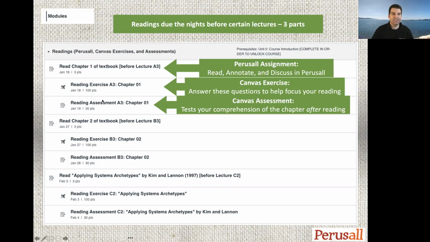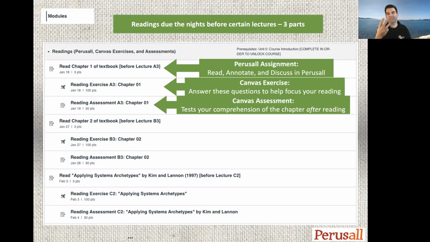Then there are these things I call reading assessments, which are timed assignments. These will be online on Canvas, and I think they're anywhere from 10 to 30 minutes. And these are, again, timed ones. I don't have you use Respondus or anything like that, but before the class starts, you have to have them completed. They're a quick way to test how well you comprehended the material when you're not able to just quickly flip through it.